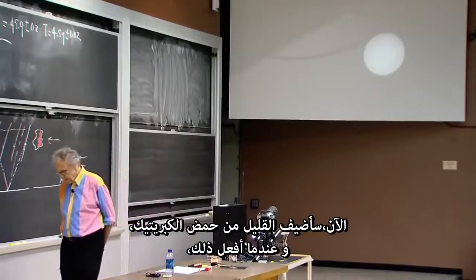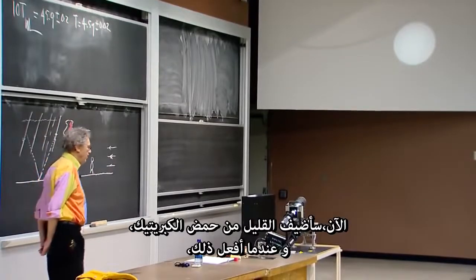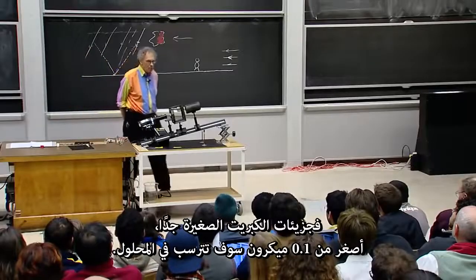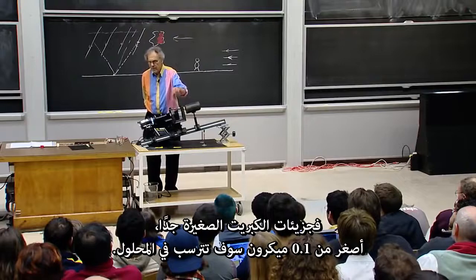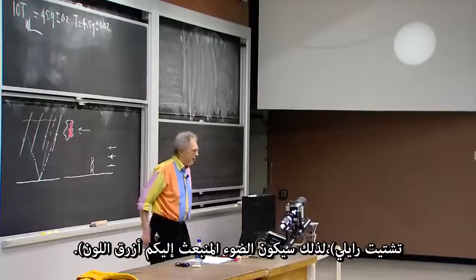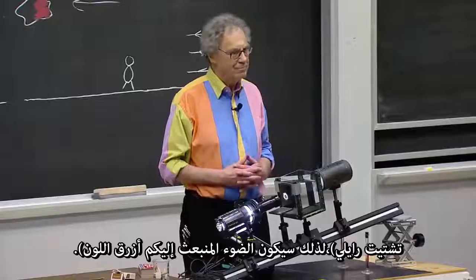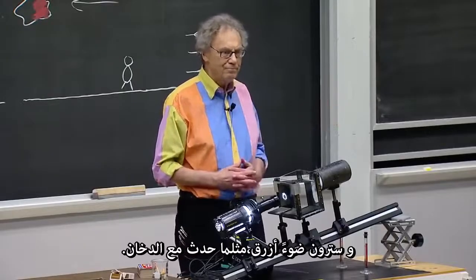Now I'm going to add a little bit of sulfuric acid. And when I do that, very small sulfur particles, smaller than a tenth of a micron, will precipitate in that solution. Rayleigh scattering. And so the light that will come to you is blue. And you will see blue light, just like with the smoke.